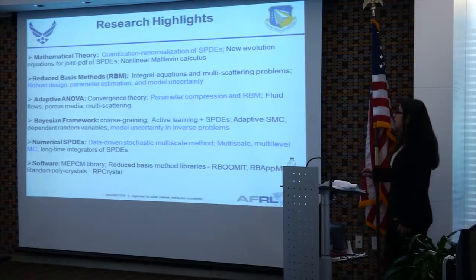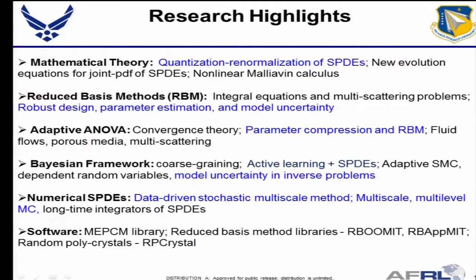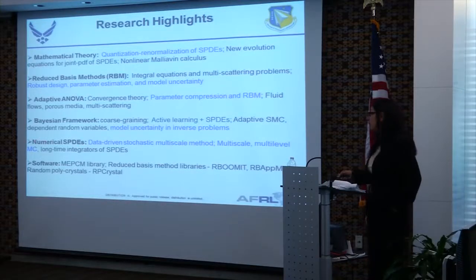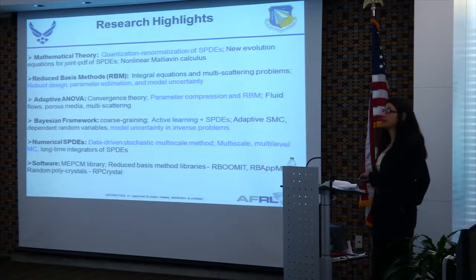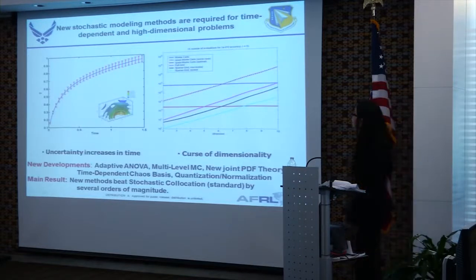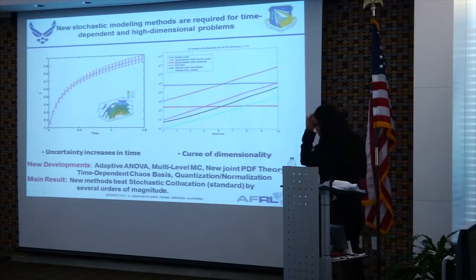Well, so one of the nice things is that it's a multidisciplinary effort. So you have people who look at the mathematical theory. You're looking at people who are developing this reduced basis methods, as I said, as another way of dealing with the curse of dimensionality of these problems. And these are different techniques, whether it's adaptive ANOVA. I talk a little bit about that, and also about the Bayesian framework. This is something we have talked about in the past. And as I said, we've been very successful in this, but it does not solve all our problems. And we even have some software that people can use. I just want to show you this. Look at this.